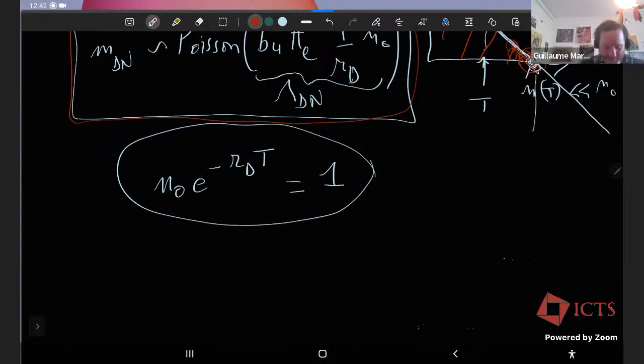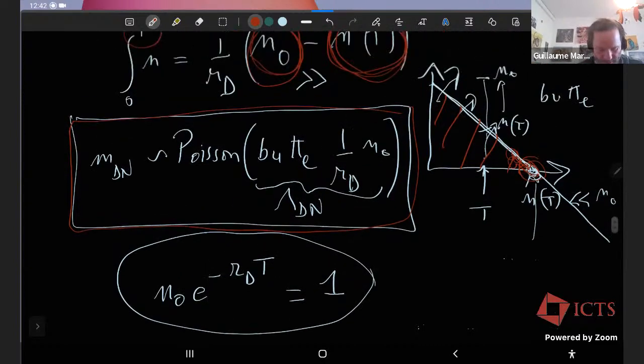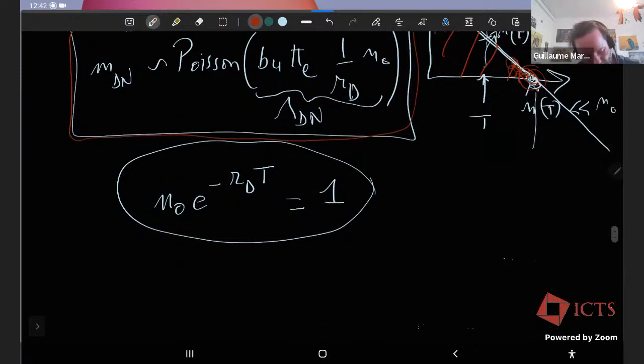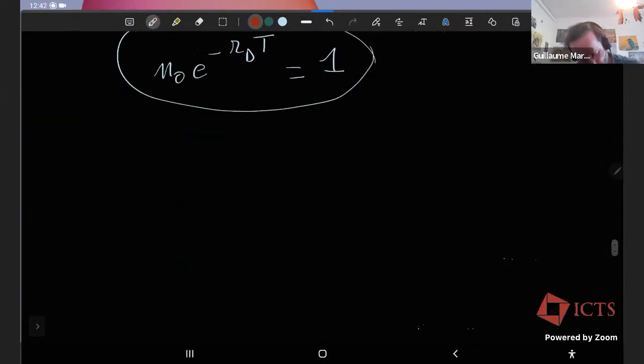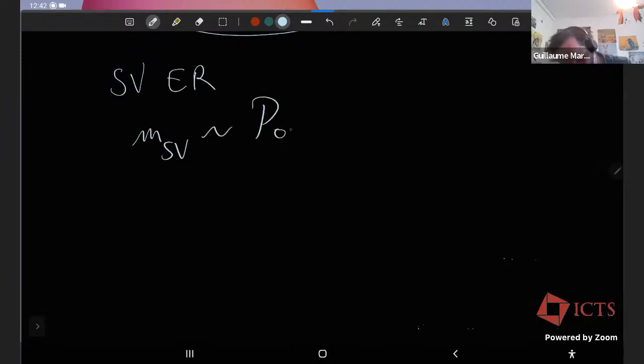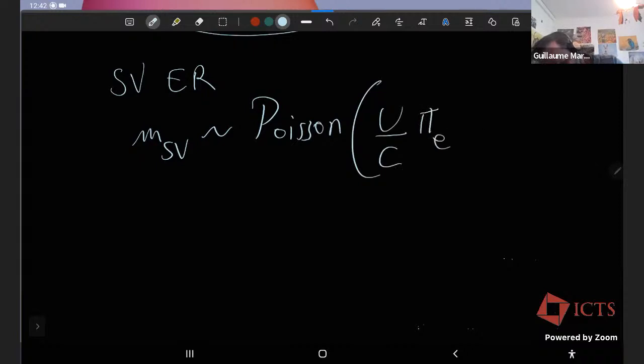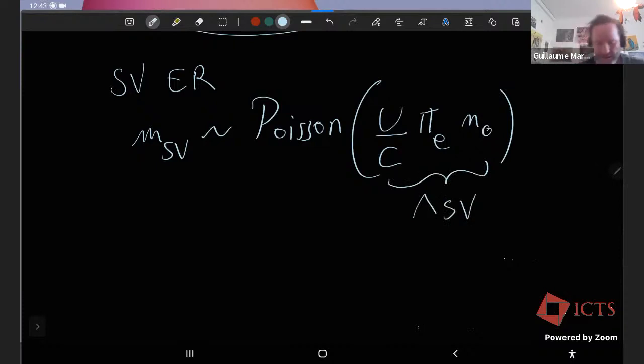Okay, so just to summarize the two things we had. We have standing variance rescue, MSV, Poisson, with parameter U over cost times PE times N0. And this is the parameter of our Poisson number of rescue from standing variance.